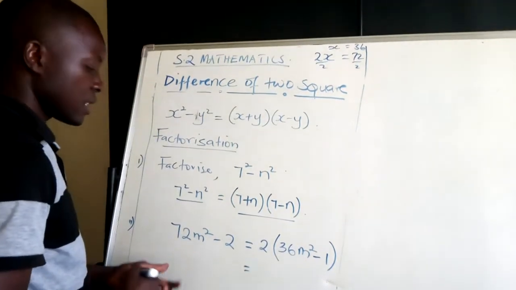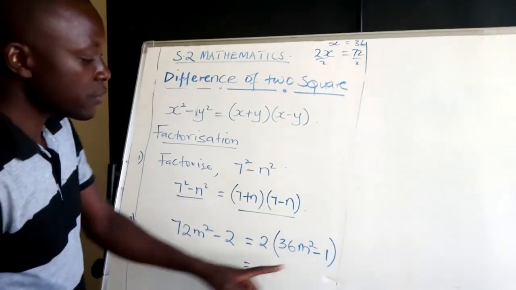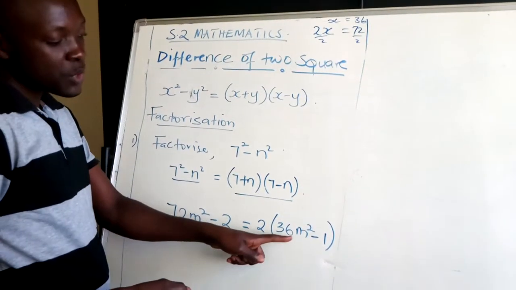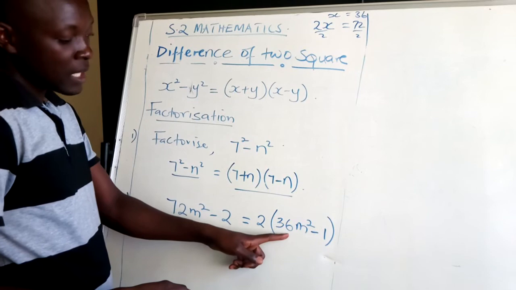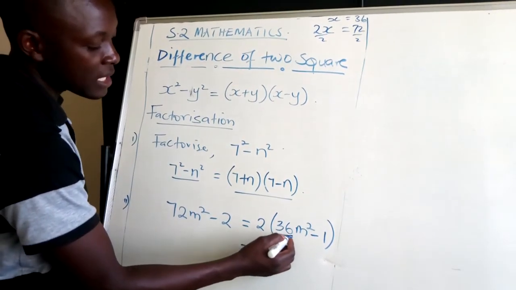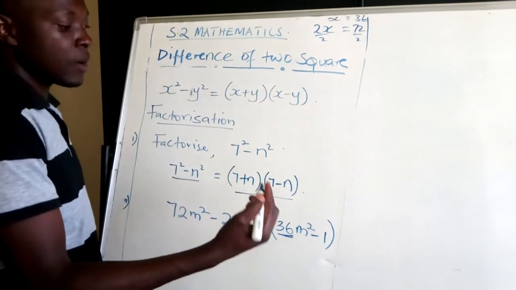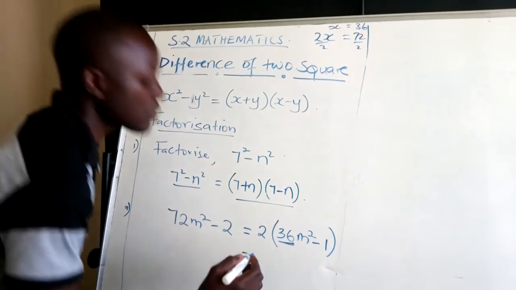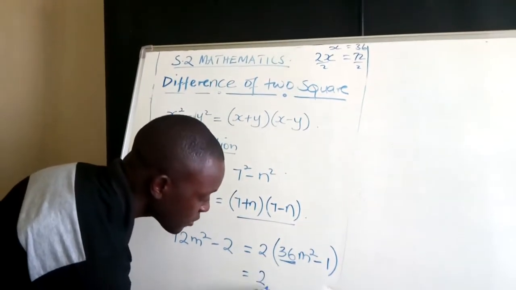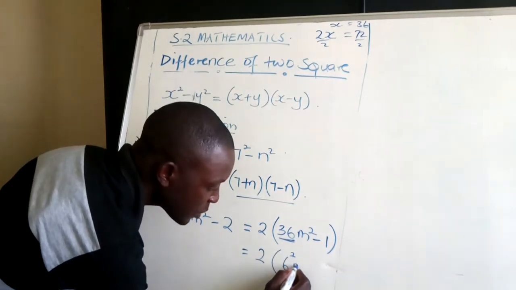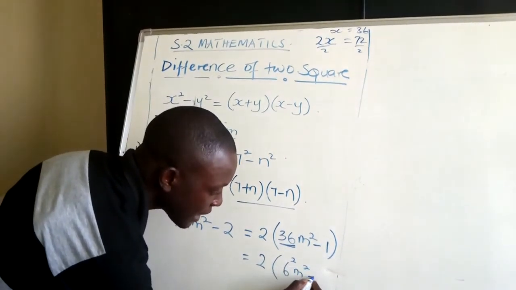Now before we finish, though this is a product of two things, we ask ourselves, is there anything further that we can do about this bracket? If I look at this number in front here, can I write it as something squared? I know that 36 is 6 squared. So if this is 6 squared, I'll have 2 into, this is 6 squared, m squared minus 1.